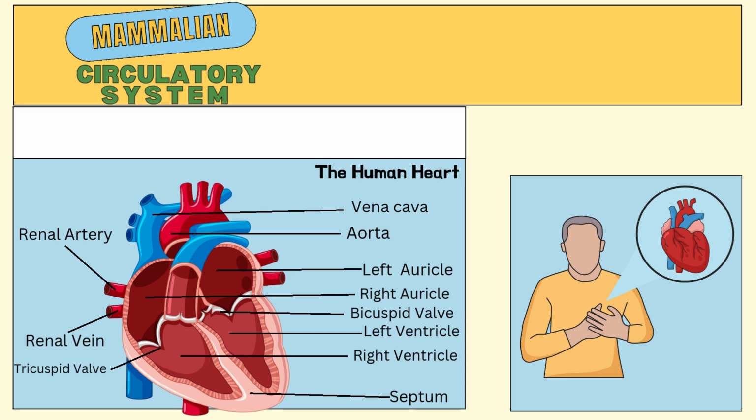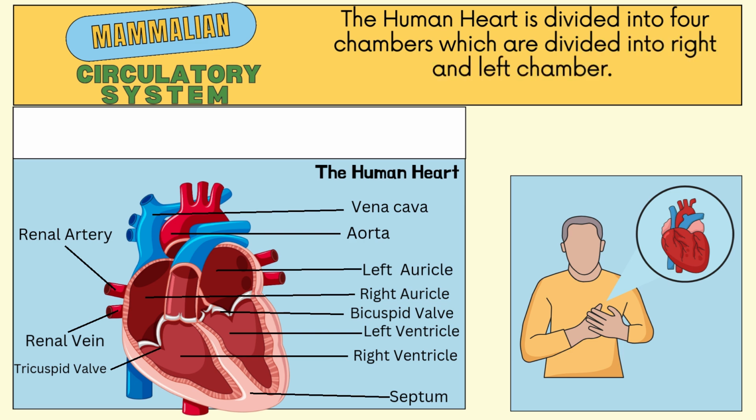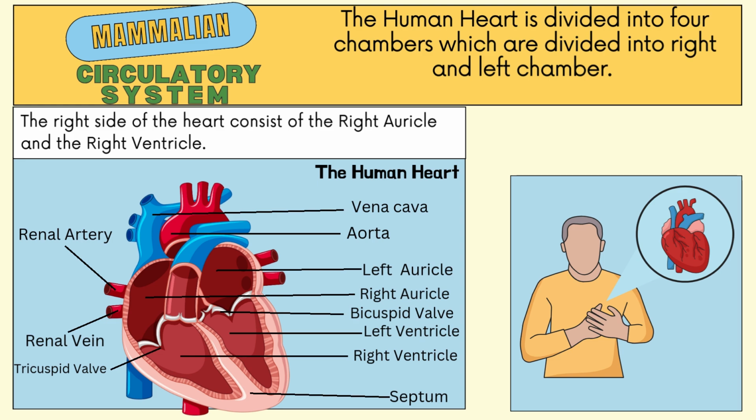The human heart is divided into four main chambers, and these four chambers are divided into two sides, the right side and the left side. Here is a breakdown of the structure. The right side of the heart. The right side of the heart consists of the right auricle, or what we call right atrium. This is the top right chamber of the heart. It receives deoxygenated blood, that is, blood that is having poor oxygen, or blood that is oxygen poor.